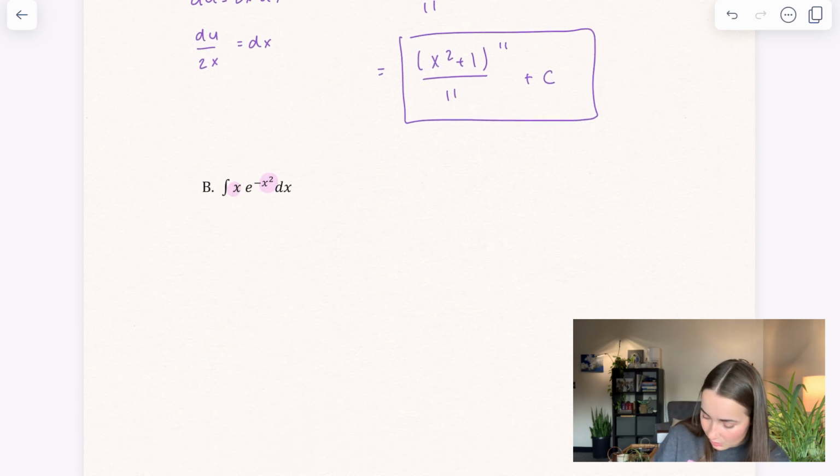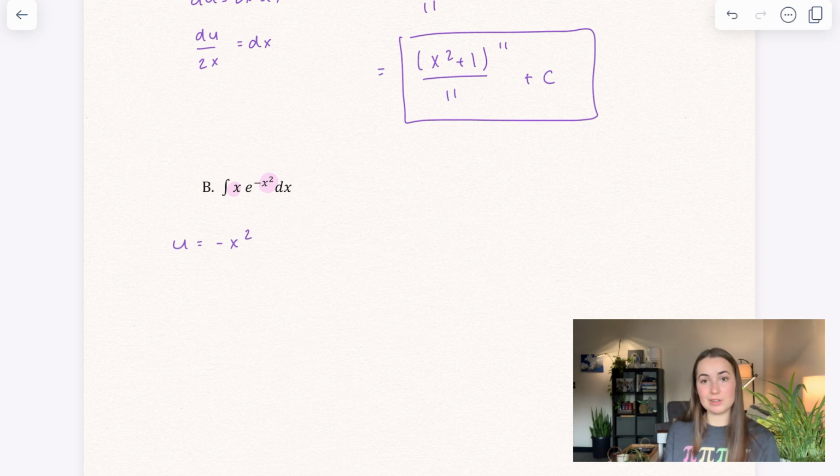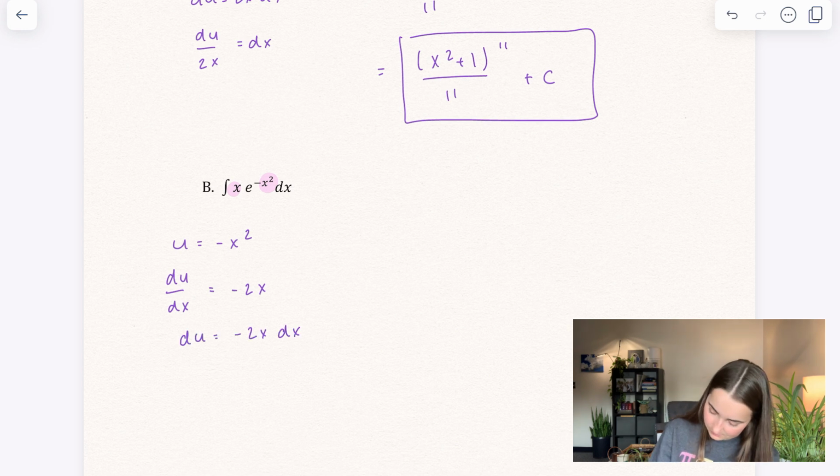So here I'm going to set u equal to negative x squared. I'm setting it equal to the whole exponent because that negative is just a scalar multiple. Doesn't make much of a difference. You could set it equal to x squared and you would end up with the same solution. So do it either way. So du dx is equal to negative 2x, and I'll go ahead and solve for dx.